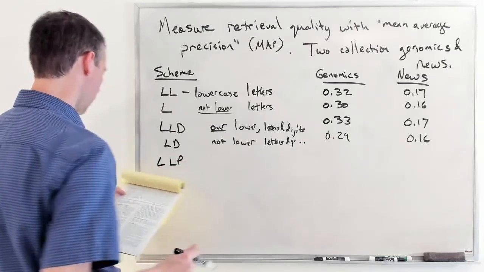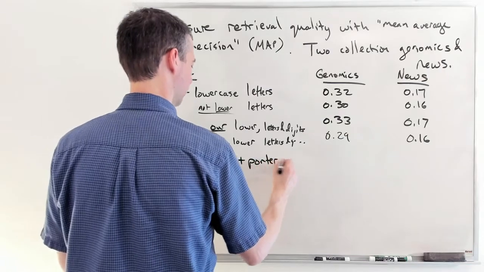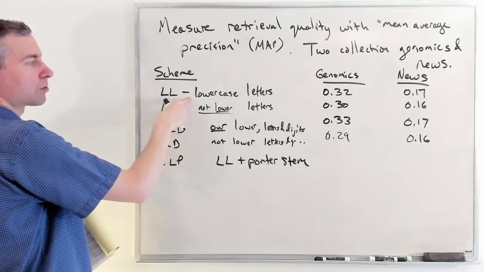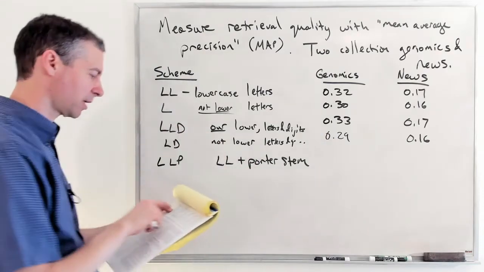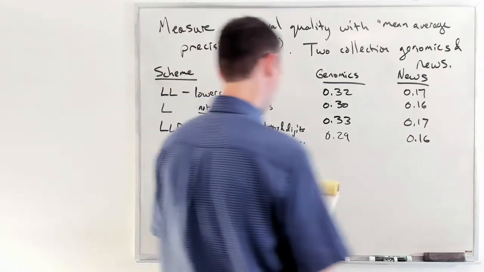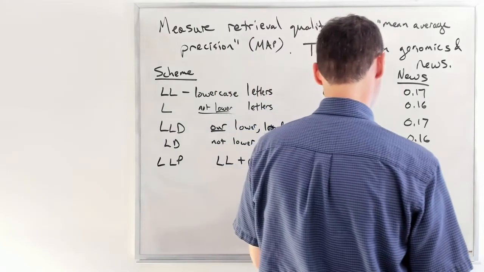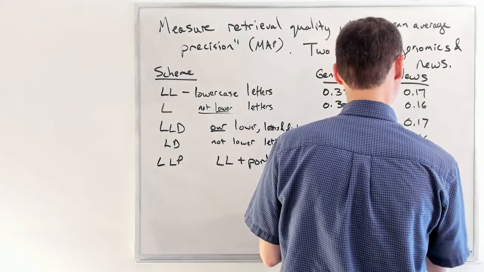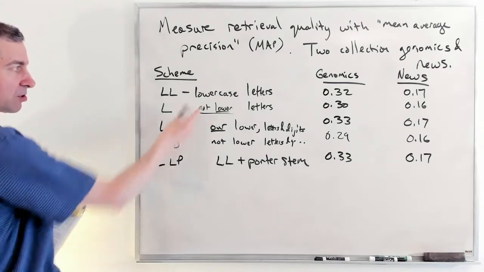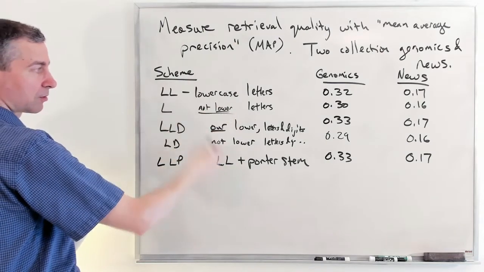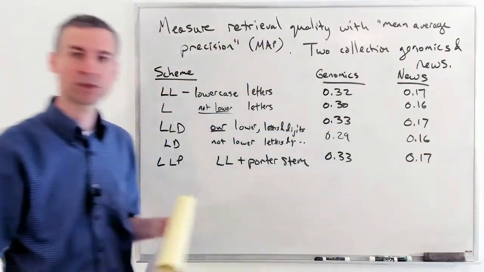Okay, so let's look at LLP. So this is LL plus Porter stemming. So we're going to use only letters. They're going to be lowercased, and then we're going to send those tokens into the Porter stemmer, and we're going to see what we get back out. For genomics, this takes us back up to 0.33, but it's still not statistically significant improvement. And for language modeling, we're back up to 0.17. We still haven't done anything. So they're reporting here that if your base scheme is just to use the letters to form words or tokens, and then you Porter stem, at least on their news collection, there's no improvement to using stemming.